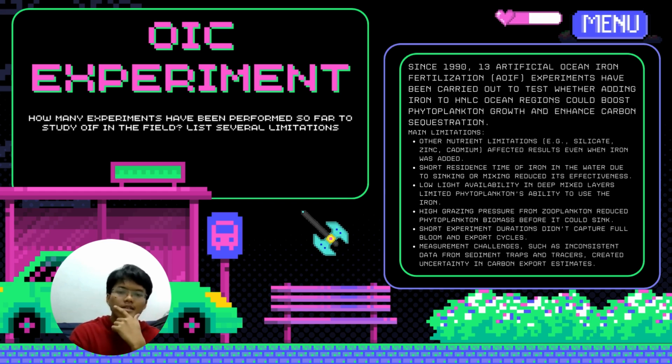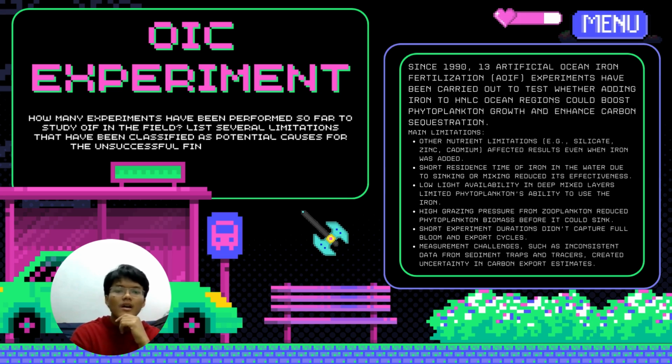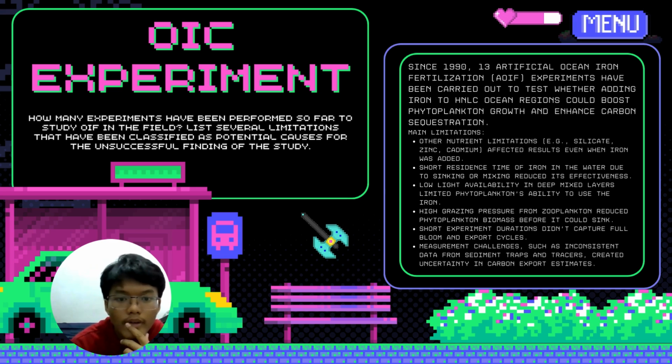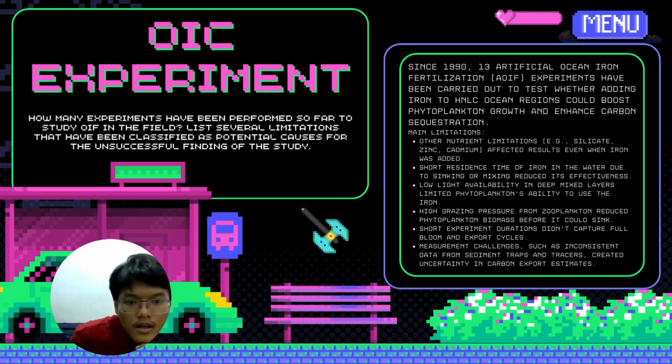Since the 1990s, 13 artificial ocean iron fertilization experiments have been carried out to test whether adding iron to HNLC regions could boost phytoplankton growth and enhance carbon sequestration. For the main limitations, we have other nutrient limitation, for example silicate, zinc, and cadmium affected results. Even when iron was added, we have the short residence time of iron in the water, as sinking or mixing reduces its effectiveness.